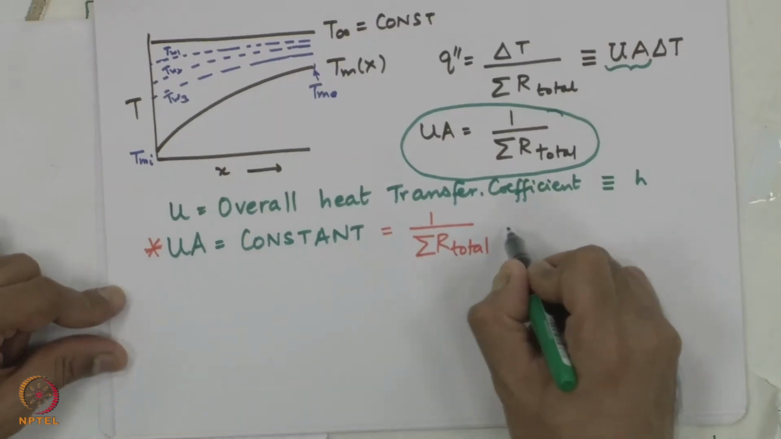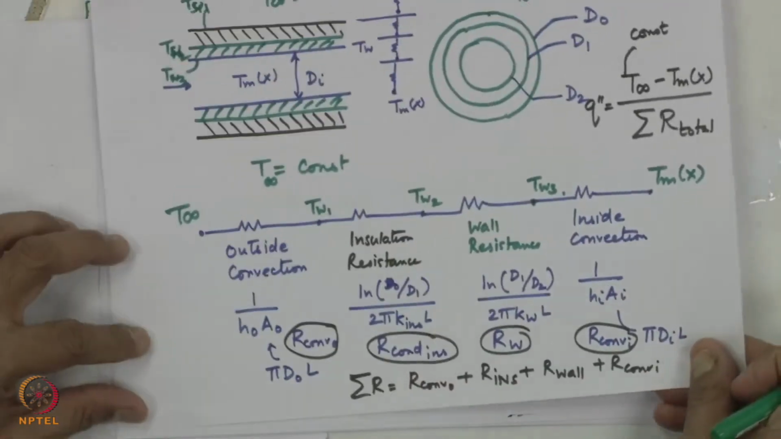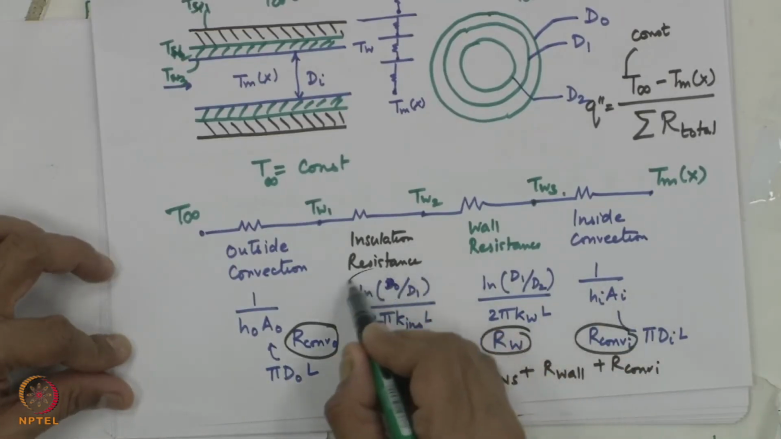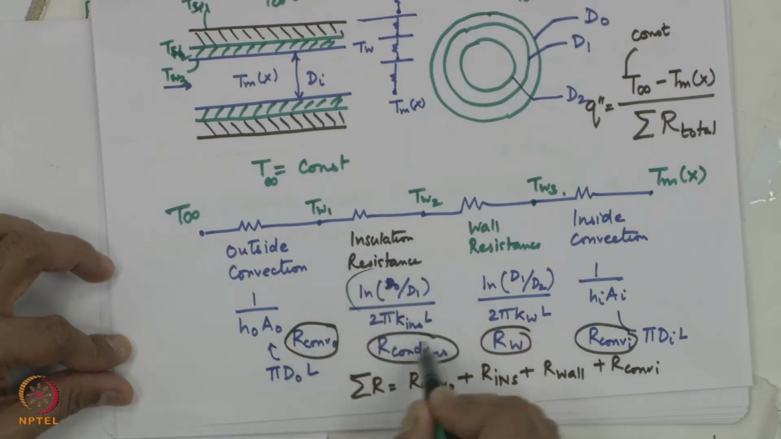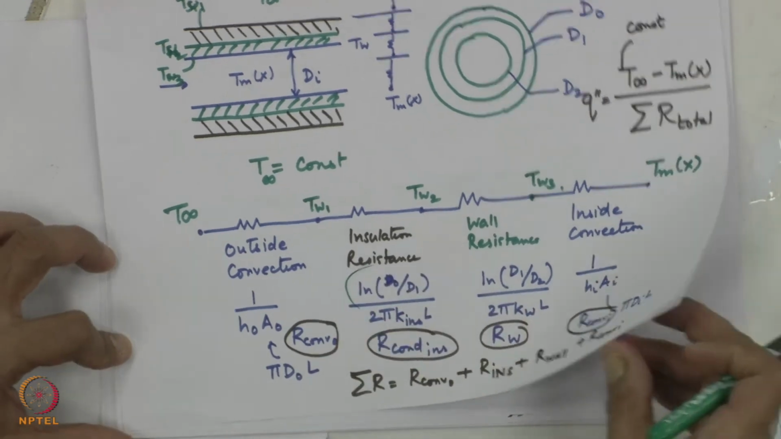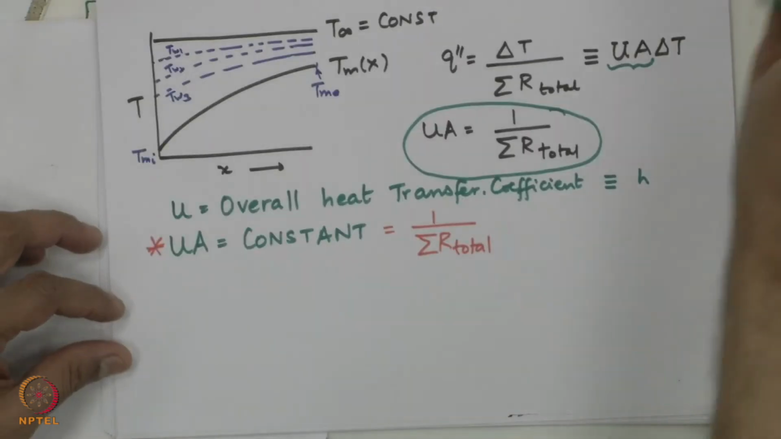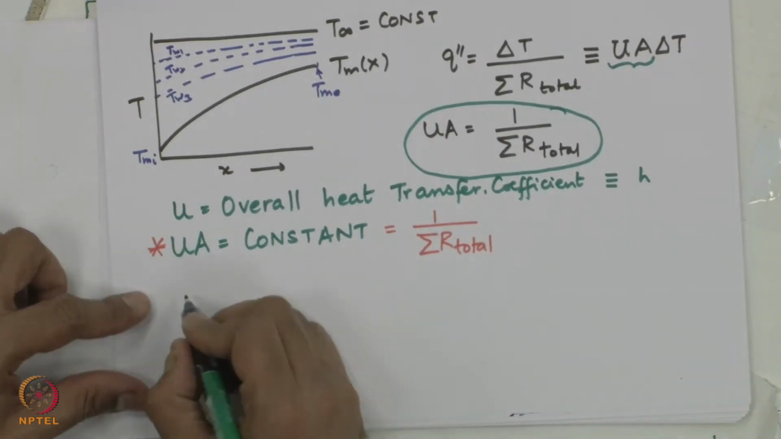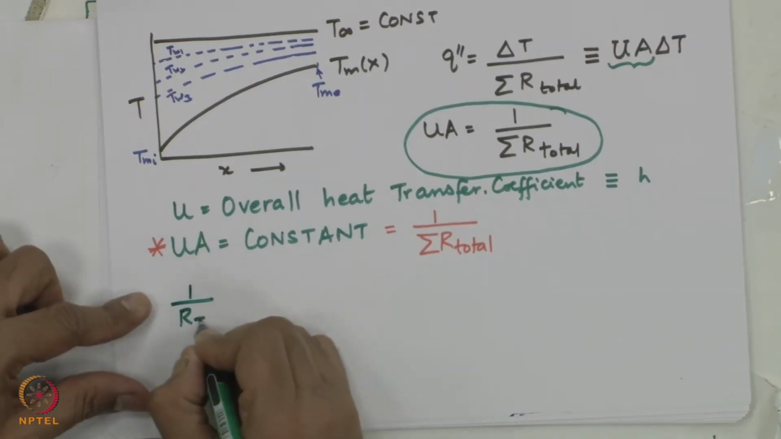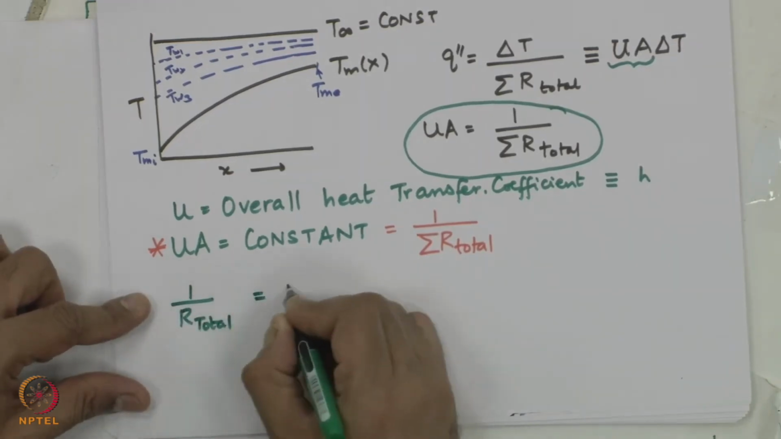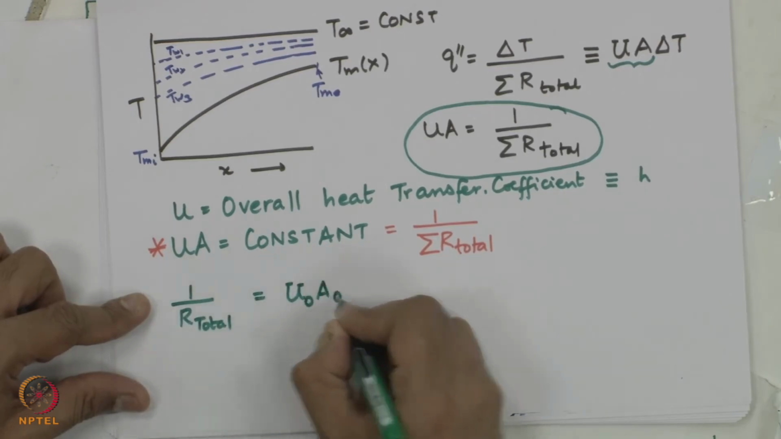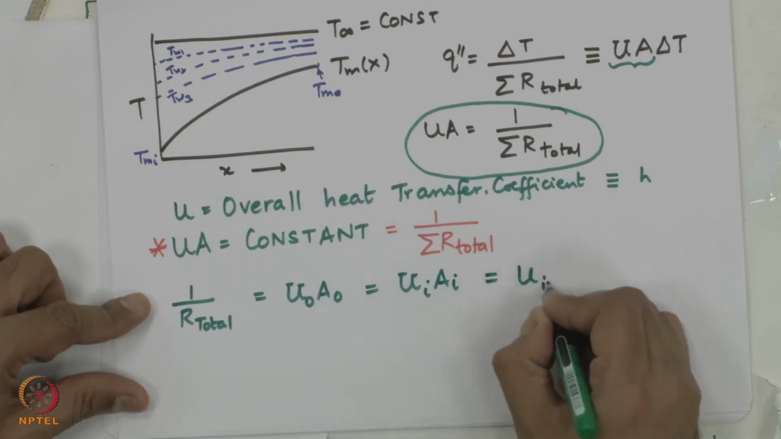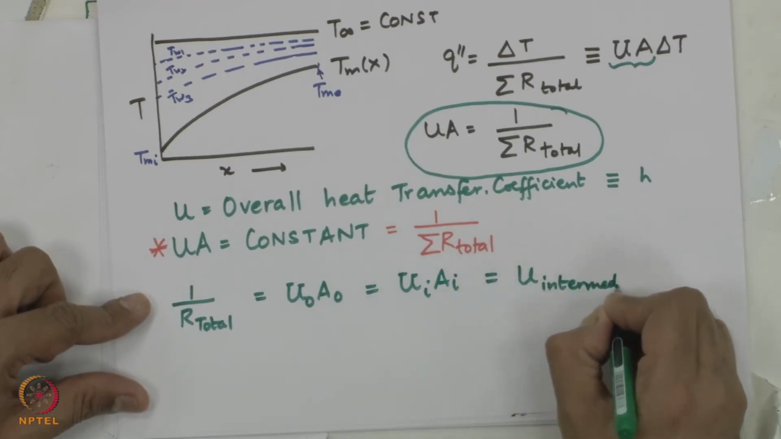Why? Because this R total, if you look, has been defined with H naught A naught, H I A I. This is basically taking care of the varying radii because of this log term. So, everywhere the area term is embedded. So, I can have, instead of U A, what area do I take? I can say 1 by R total can be expressed in terms of outside area, inside area, or any intermediate area based.